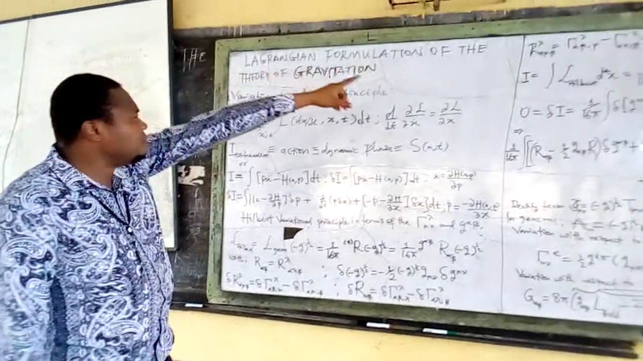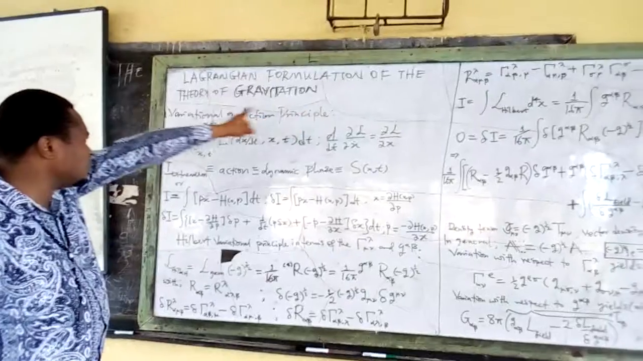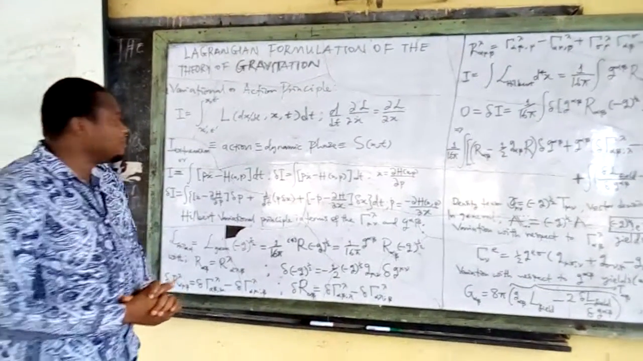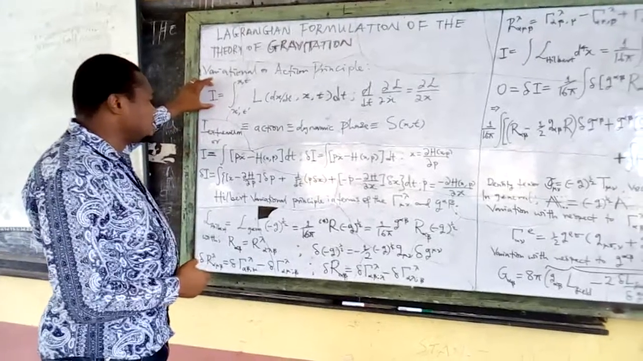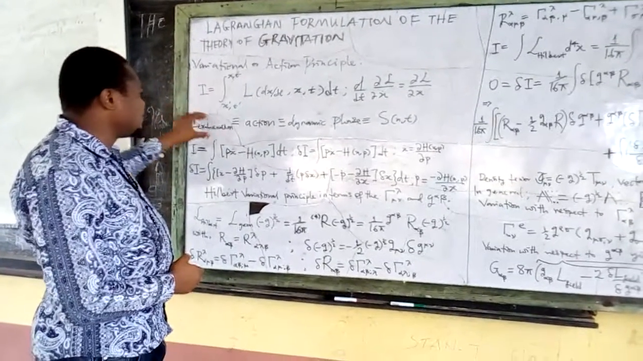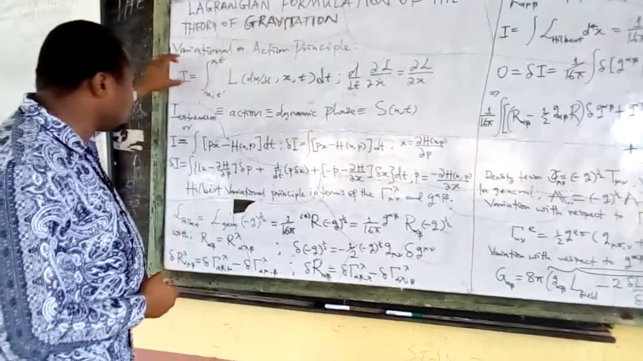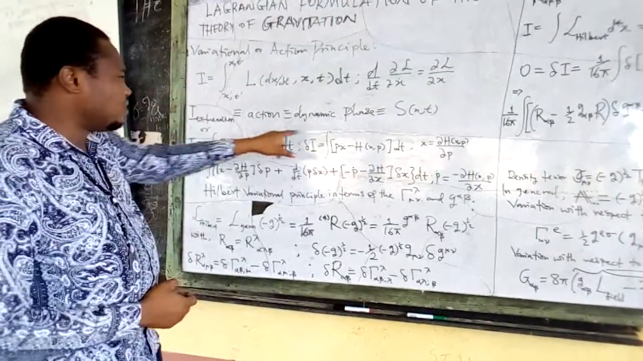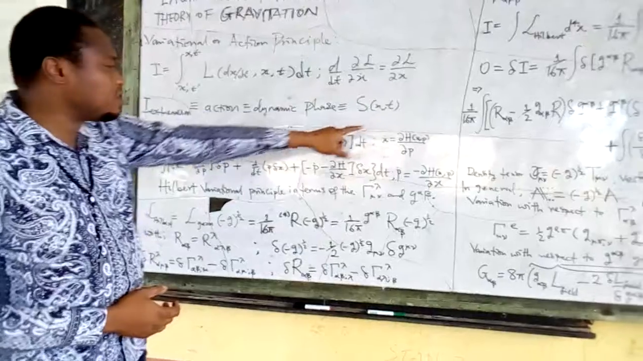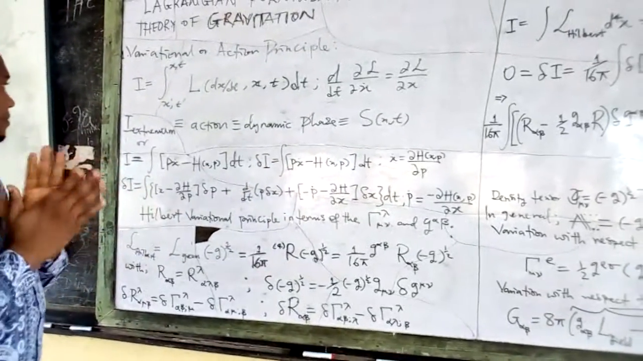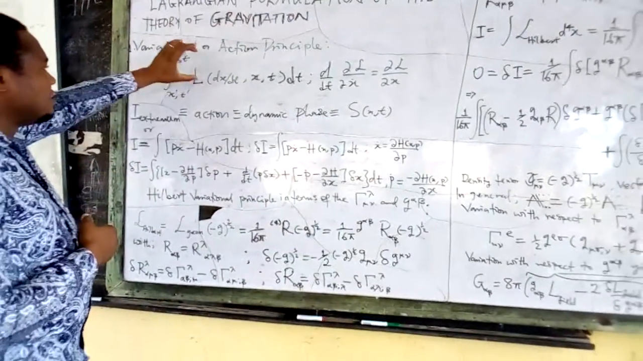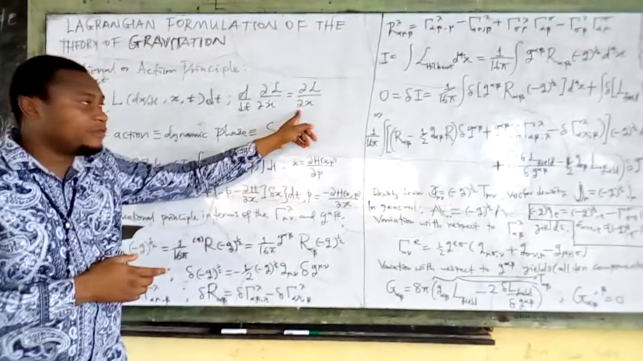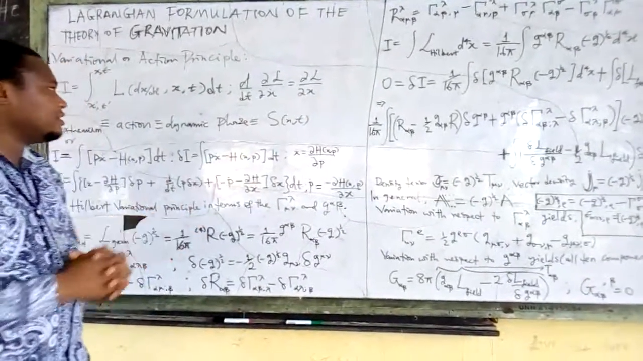Now, the Lagrangian formulation of the theory of gravitation is what we'll be looking at. Generally, from classical mechanics, we define the action to be this, and the minimum of this integral, or the action, is what we refer to as this S of q comma t, or the dynamic phase. Of course, when this is being extremized, we will obtain the equation of motion, popularly known as the Lagrange equation.